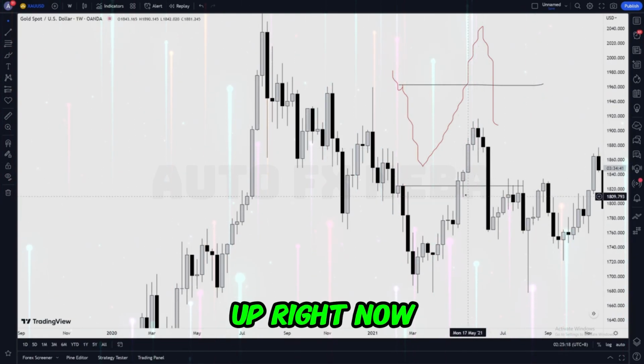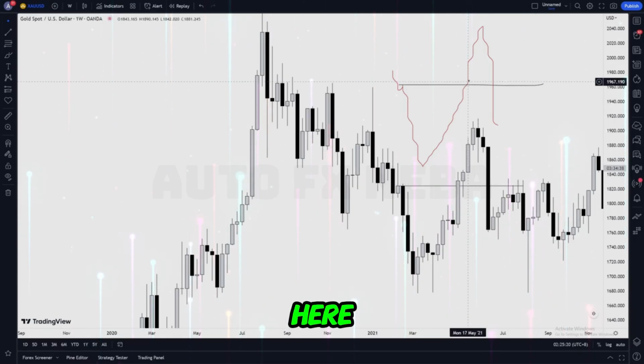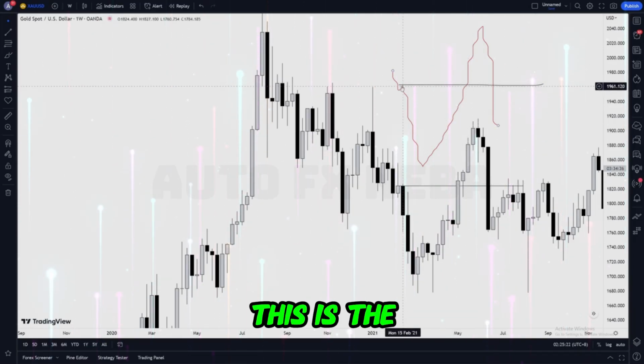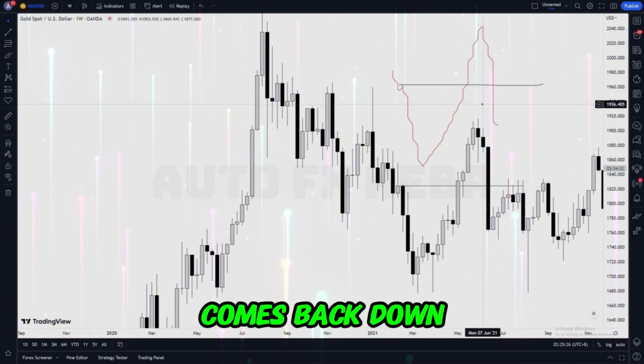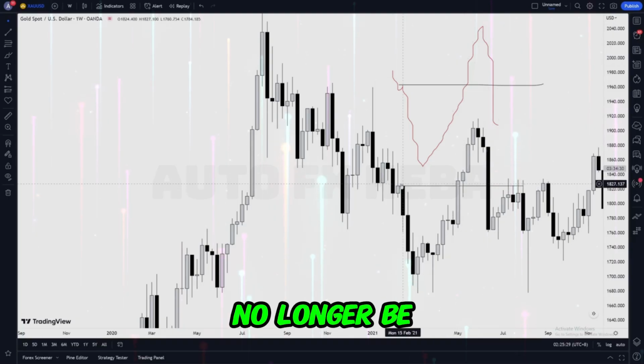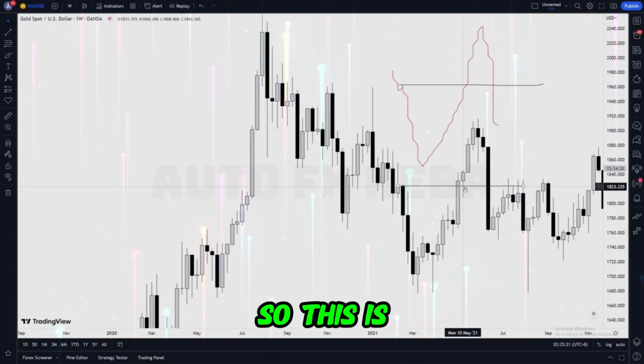Breaks and goes up, right? Now, see, breaks and goes up. See here, this is the left shoulder. This is the resistance. The resistance breaks, becomes a support, comes back down, okay? Now, this will no longer be a valid support because it's already been tested. So this is a special case.